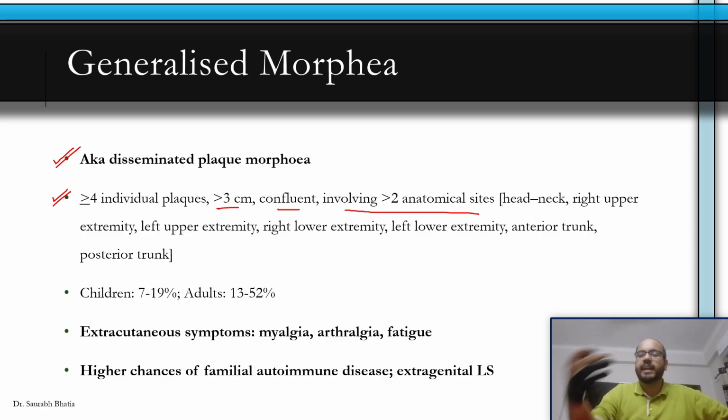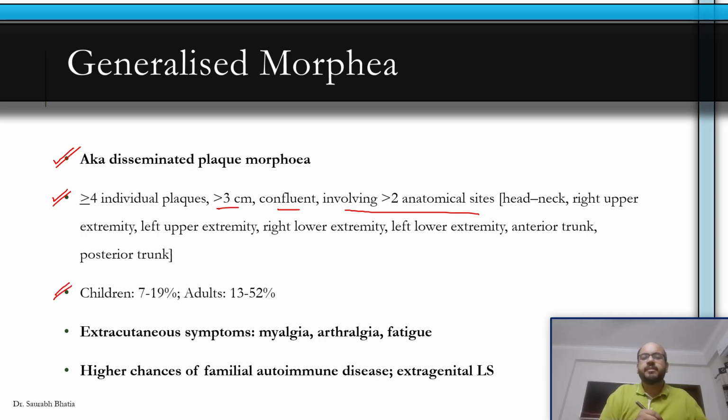So anatomical sites like head and neck, right upper extremity, left upper extremity, right lower extremity, left lower extremity, anterior trunk, posterior trunk, and head and neck. So these are 7 anatomical sites. Out of these 7 anatomical sites, if more than 2 are involved with multiple plaques, more than 4, size more than 3 centimeter, then this definition can be used to have a diagnosis of generalized morphea. But in OPD and clinics, we can easily look at the patient and label it as generalized morphea.